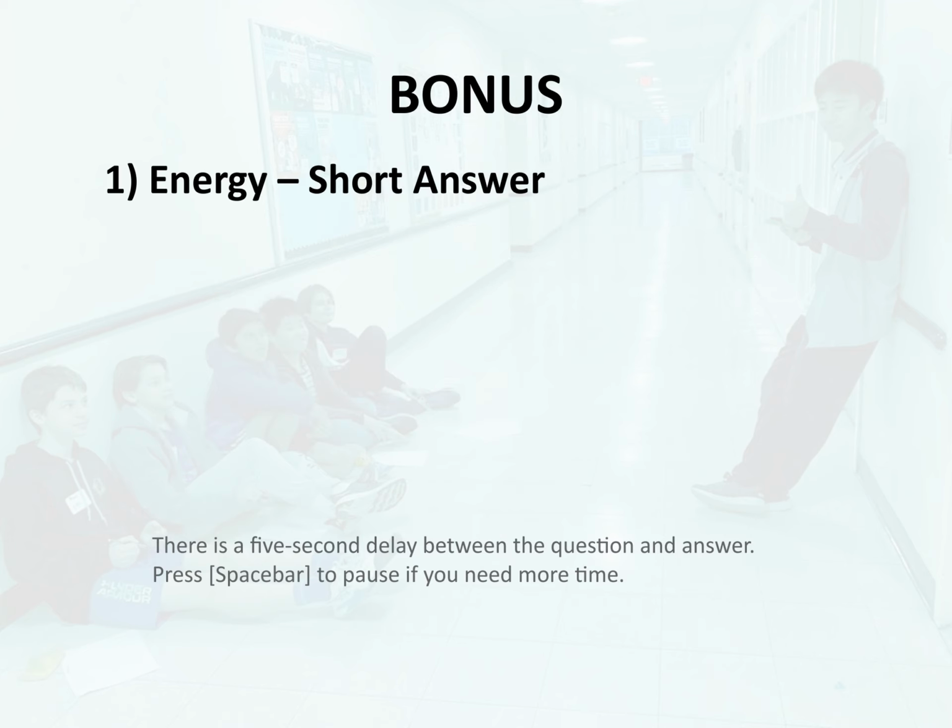Bonus 1. Energy, short answer. Rank the following heat sources in order of increasing efficiency. 1. Geothermal heat pump. 2. Electric space heater. 3. Combustion furnace.